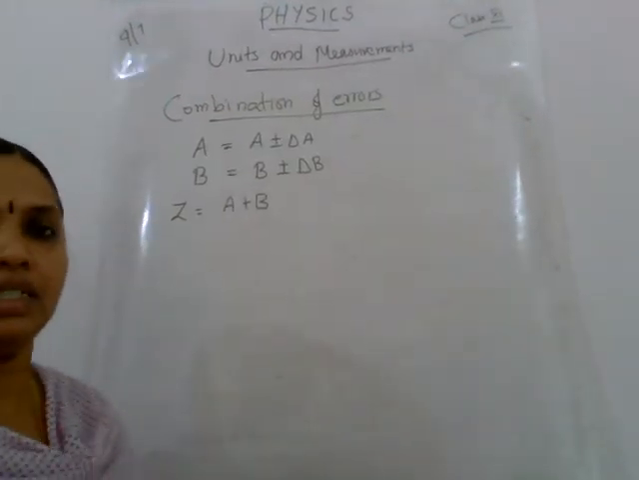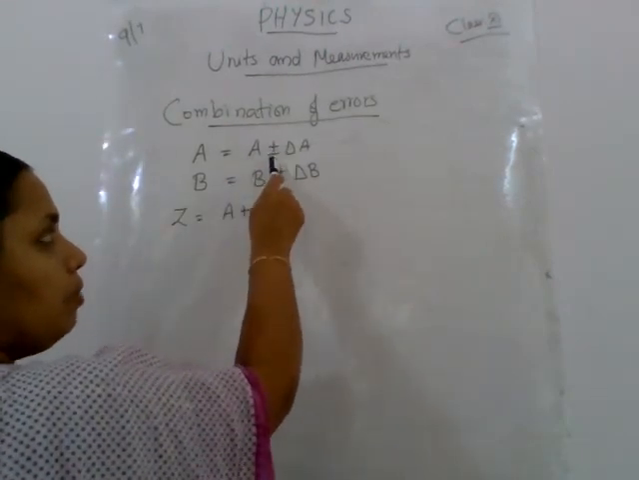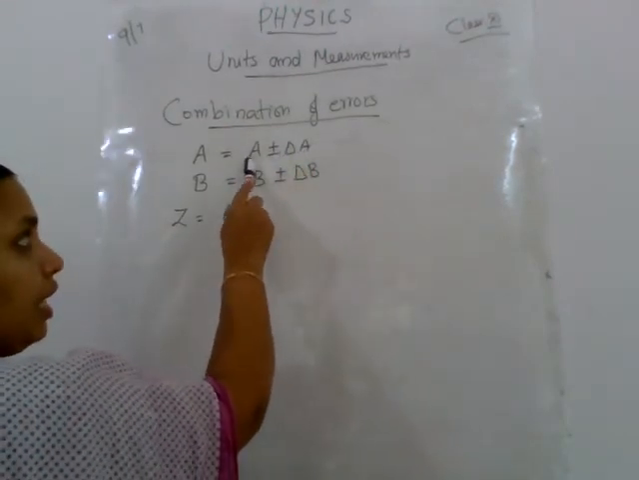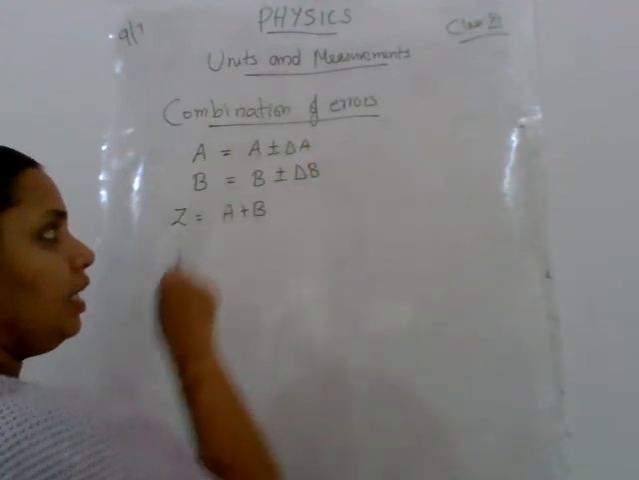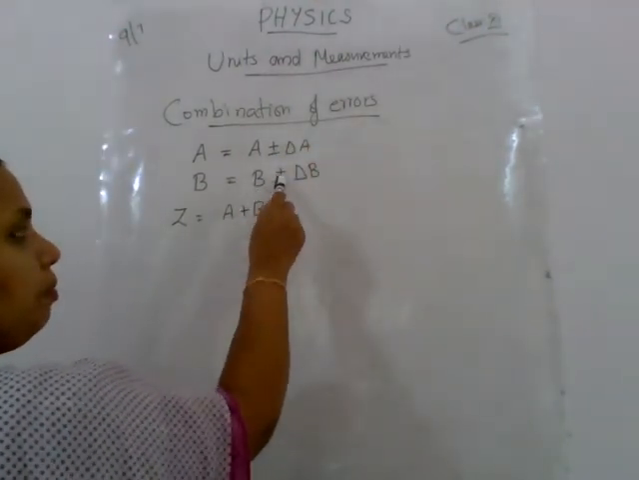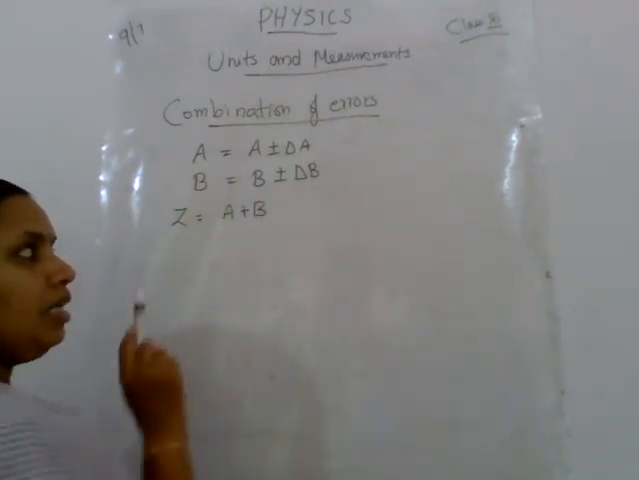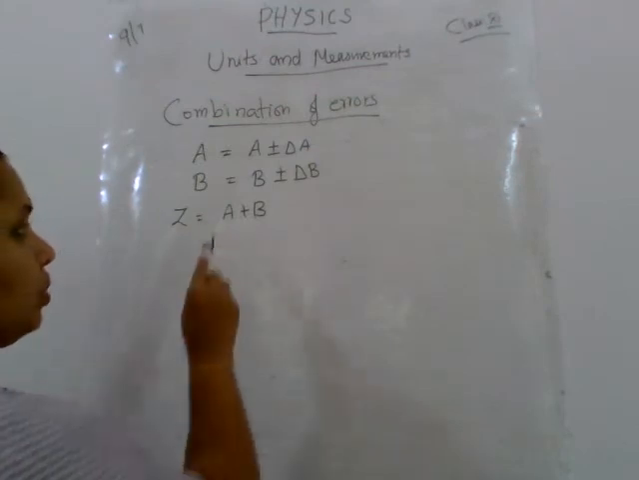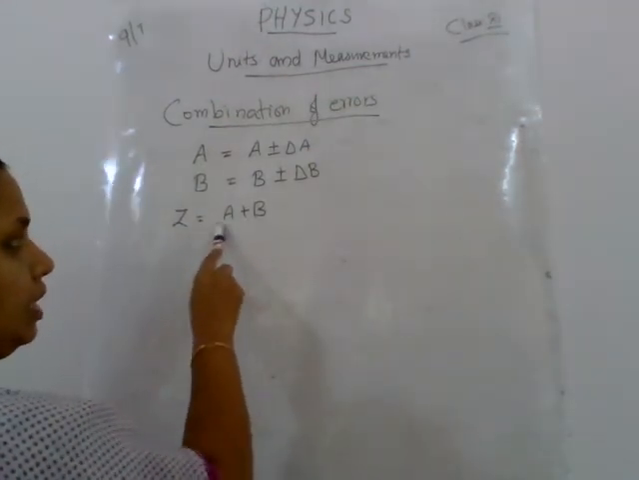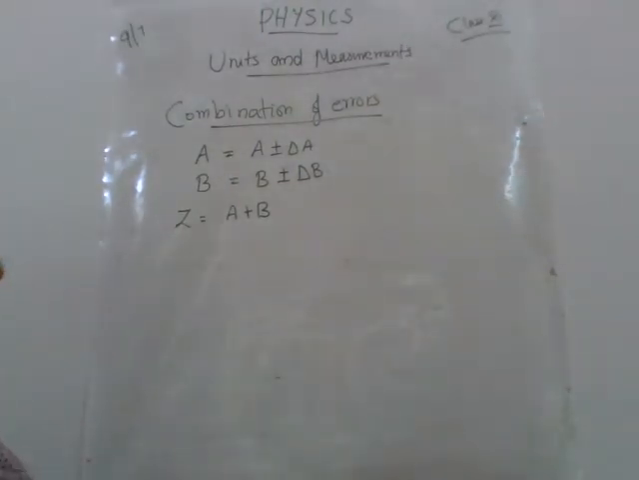So two physical quantities A and B, where A equals A plus or minus delta A, where A is the true value and delta A is the mean absolute error, and B equals B plus or minus delta B, where B is the true value and delta B is the mean absolute error. So the resultant is Z, and what is it? It is the sum of these two quantities. Z is equal to A plus B.